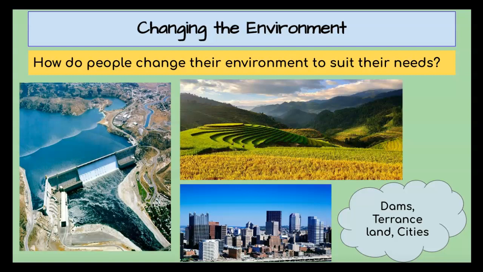Let's take a look at the terrace land. What are the positive and negative effects to that? Terrace lands are usually created in lands where there's a lot of hills and mountains. But people had to survive, and they had to feed their community. So therefore, they build terrace to grow crops.